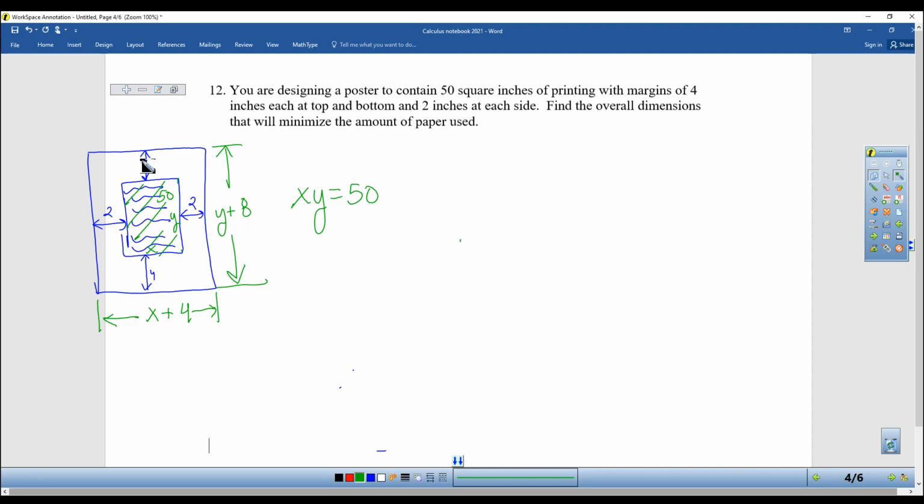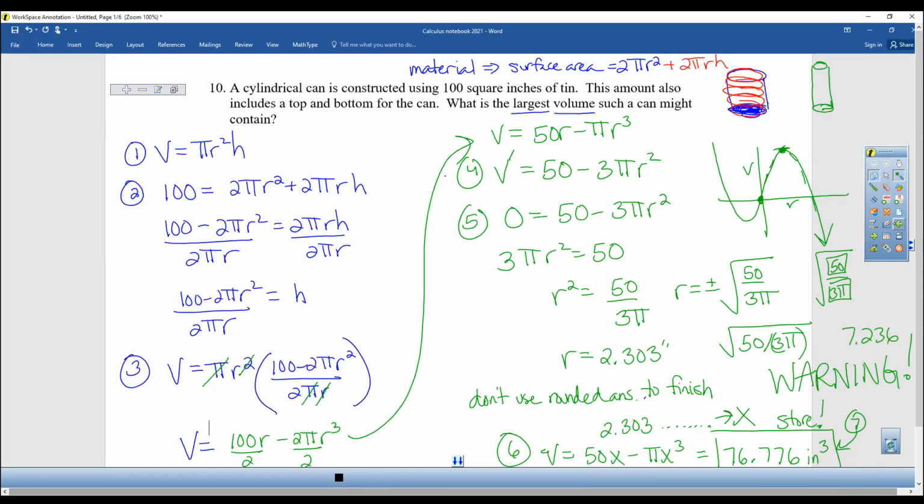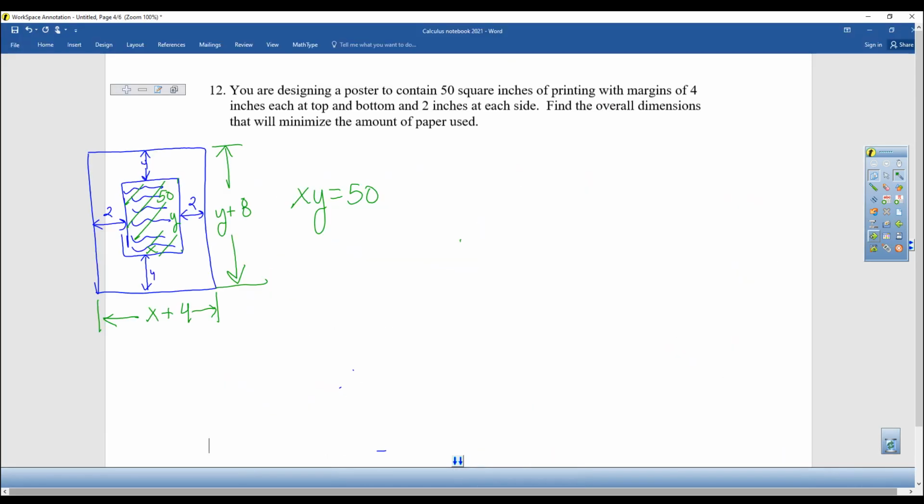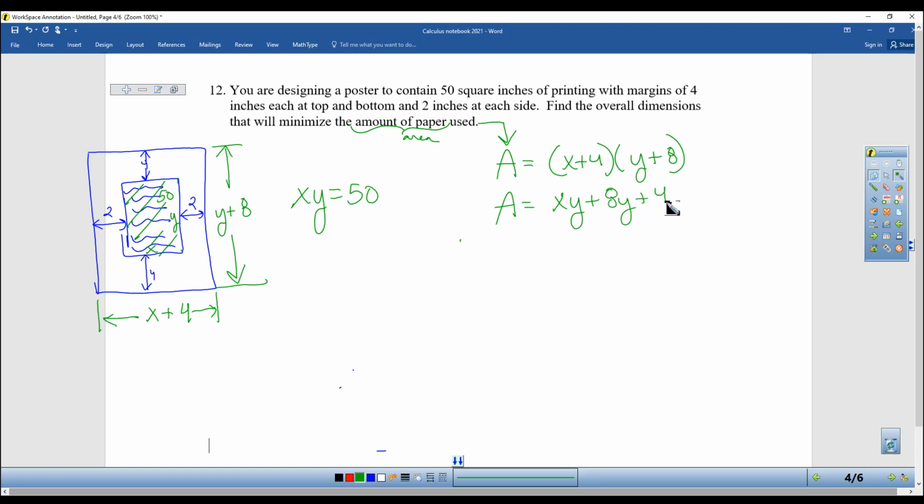So we want to use paper, which would be area, kind of like I talked about back here where I said material usually equals area. So you're talking about paper. Again, the amount of paper is going to be an area. So your total area for the whole page is going to be x plus 4 times y plus 8. This is what you're trying to minimize or maximize. You might want to simplify that a little bit. First, outer, inner, last.